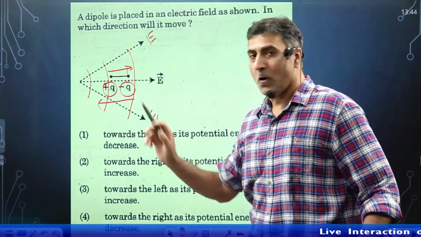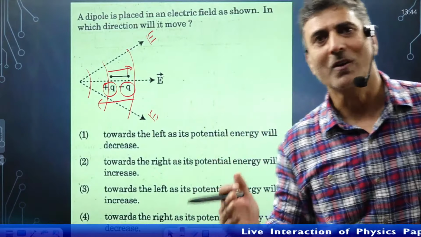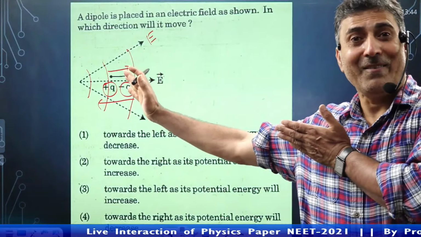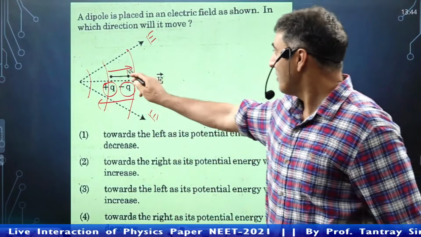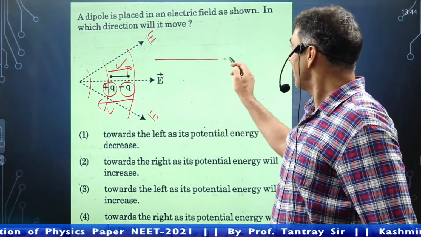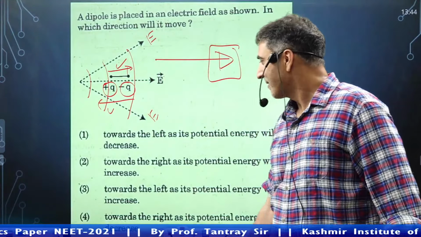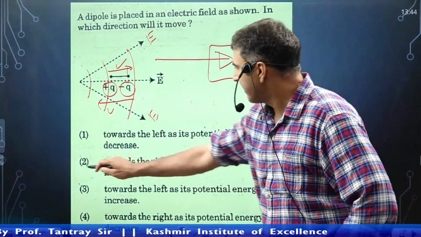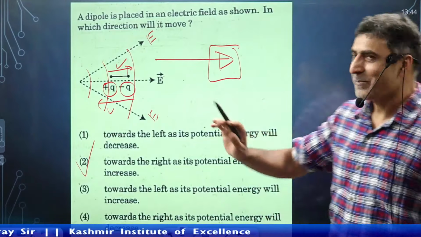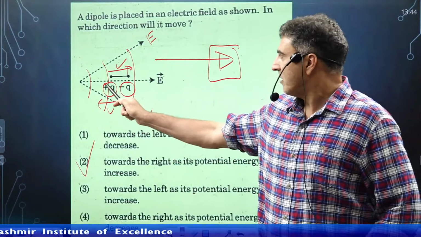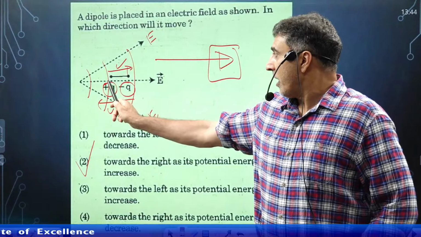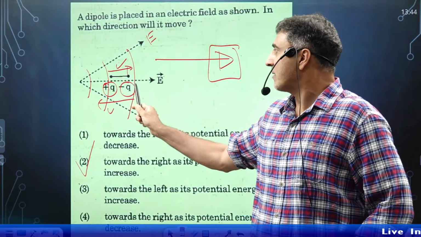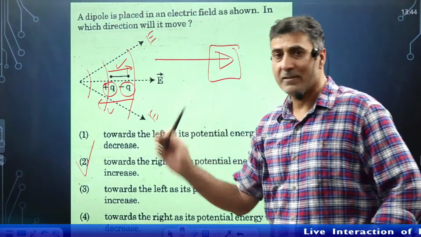But which of the two forces is larger? The force on the positive charge, because that is at the higher field side. So this force is more, this force is less, so net force is this way. That is the answer. So it must go towards the right. Let me explain once again. This charge is at the higher field side, this charge is at the lower field side. It will experience more force to the right and less force to the left, so net force is to the right.